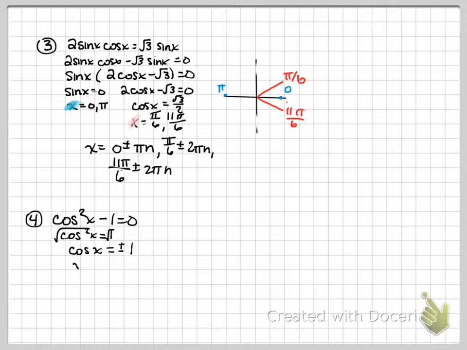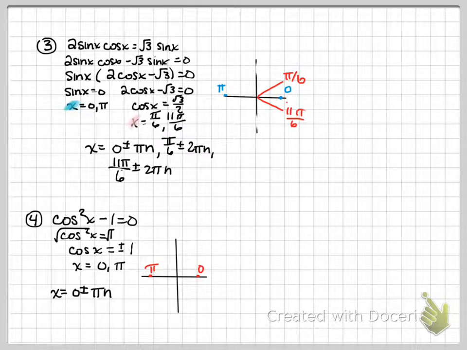Well, I know that cosine of x is positive 1 at 0, and it's negative 1 at pi, so on my graph, just like before, I have a solution at 0 and pi, and we've seen this one before. I can wrap these together into one equation, so x equals 0 plus or minus pi n. Okay, so that's number 4. Let's move on to number 5.